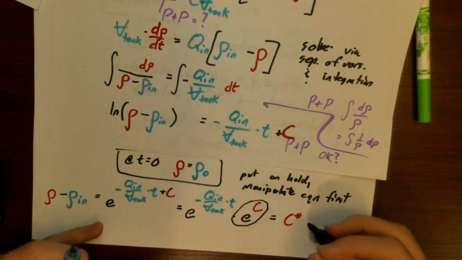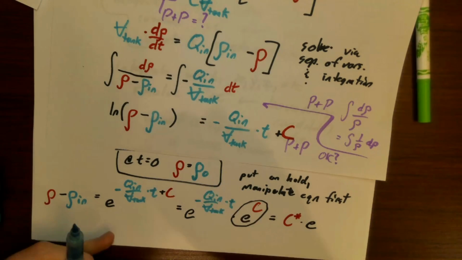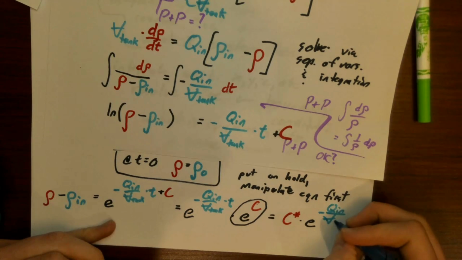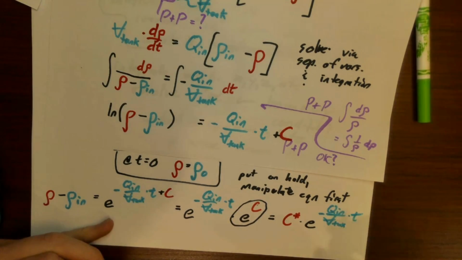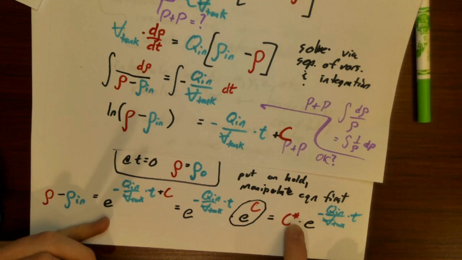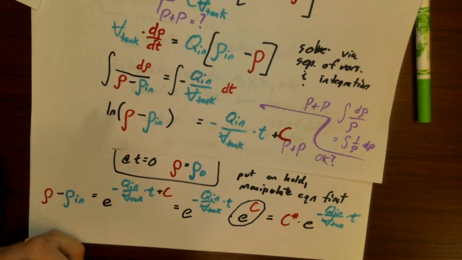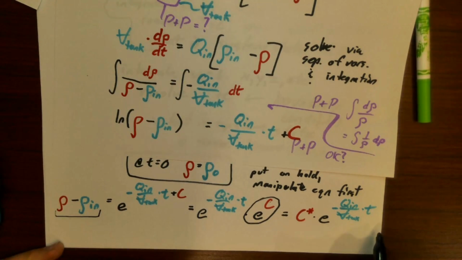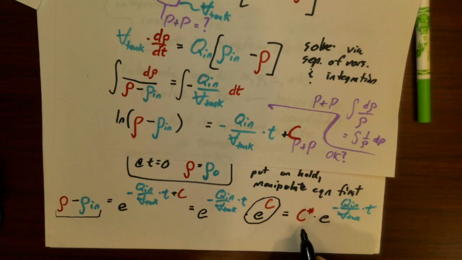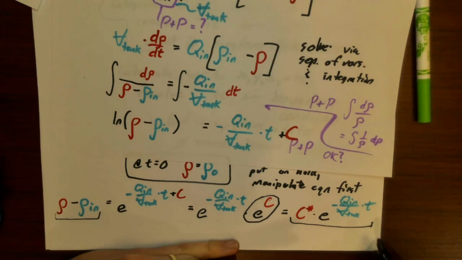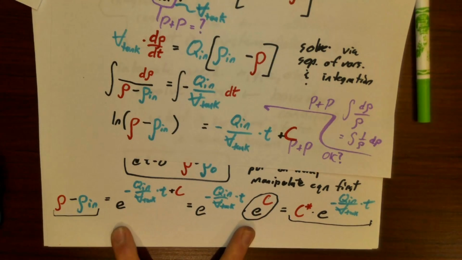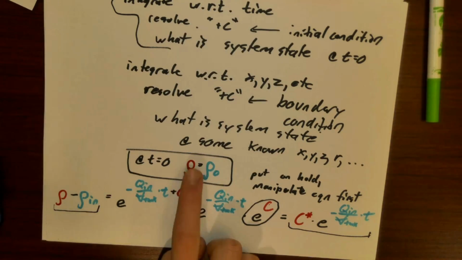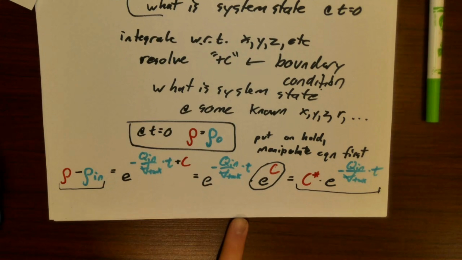So we can instead say this expression right here is equal to c star times e to the minus qn over v tank times t, where our arbitrary constant is now this c star up front. So we now have an expression for density. I guess we could bring rho into the other side if we wanted to, but whatever. Is equal to this. So now let's apply this initial condition to this expression right here.